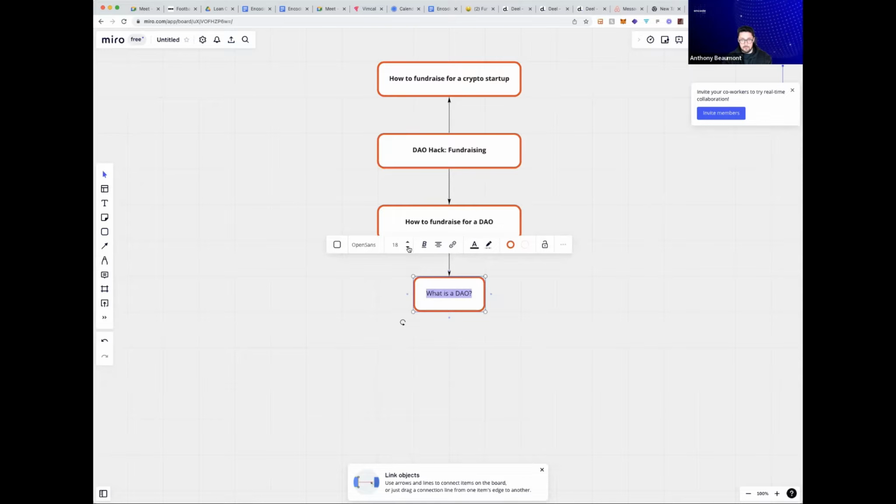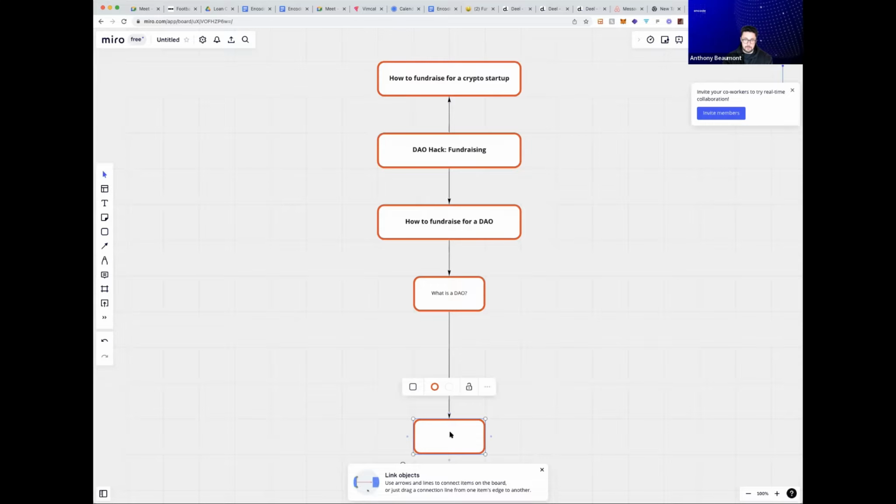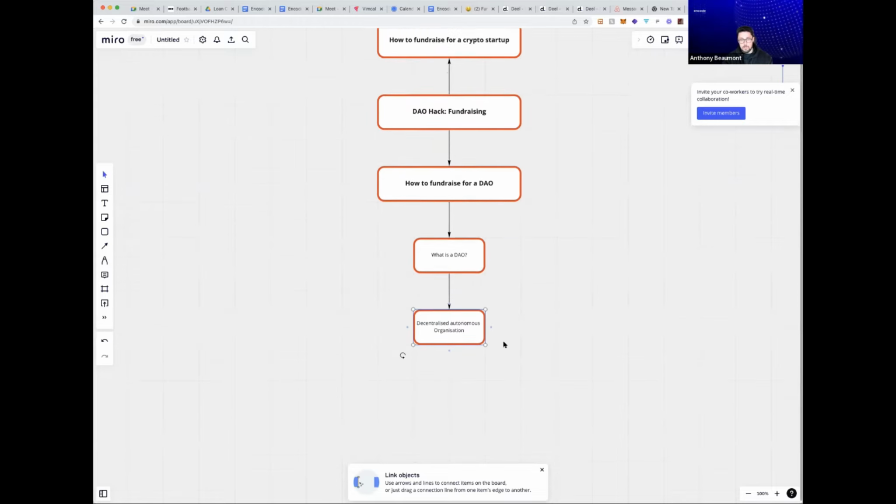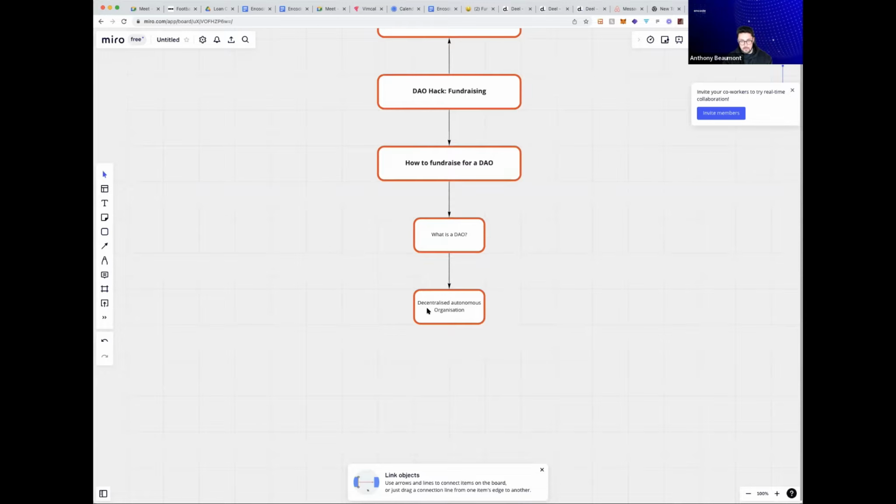So what is a DAO? Well, we said that a DAO is, definitionally speaking, a decentralized autonomous organization, which broadly means, and I think we should unpack each of the three things in turn. One, it has no one owner. Well, it's owned by the community.